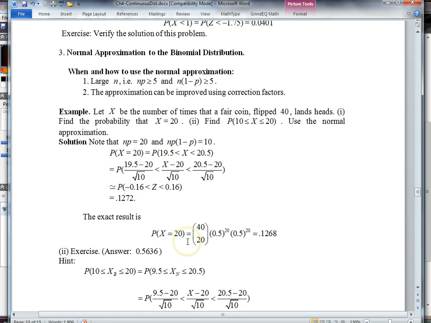If I use the binomial P of X equal 20, I have repeated the experiment 40 times and I want 20 successes. Probability of success 0.5 raised to power 20, probability of failure 1 minus 0.5 is 0.5 raised to power 20, because that's 40 minus 20, 20. And I do these calculations. It's going to be 0.1268, and you can see the answers are very close. So the normal approximation works very, very well.